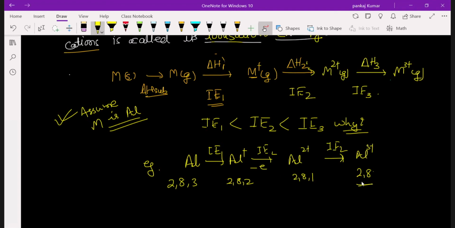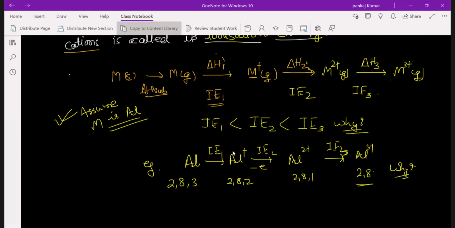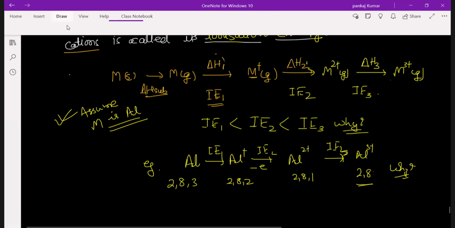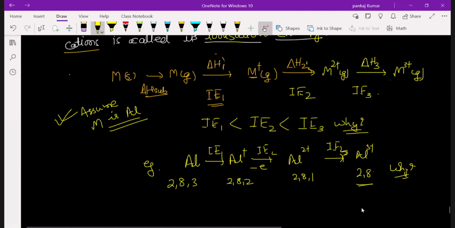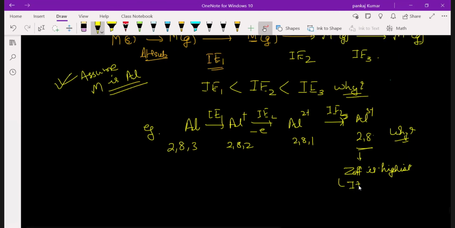Now the question: why is this more? Because here the Z effective is highest. In this case, it is difficult to remove the electron, right? It is difficult to remove the electron. Understood, sir.